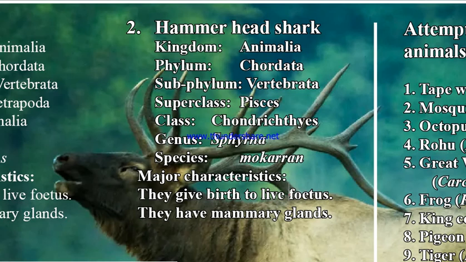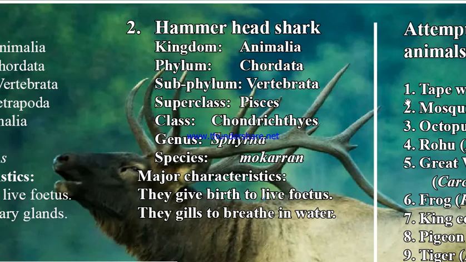Well, class Pisces, they lay eggs, but the shark family gives birth to live fetus, they don't lay eggs. Okay, and they have mammary glands. What did I write here? Sir, so they don't have mammary glands. I guess I forgot to change this one. They have gills to breathe in water. Okay, that much.